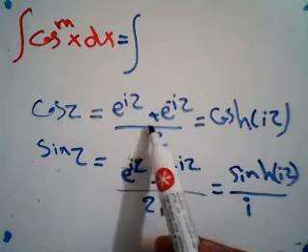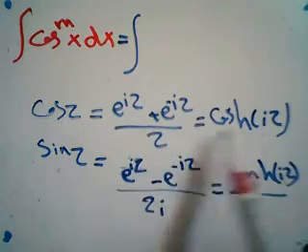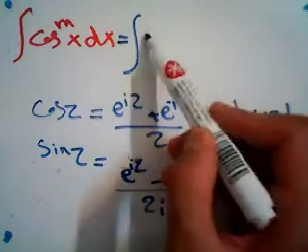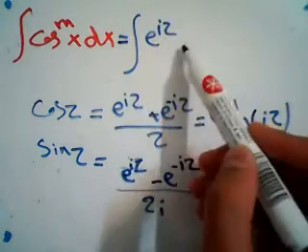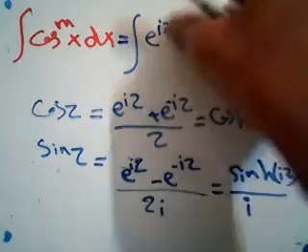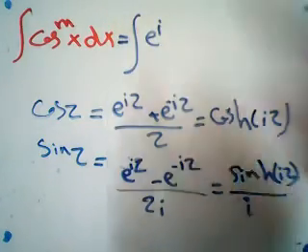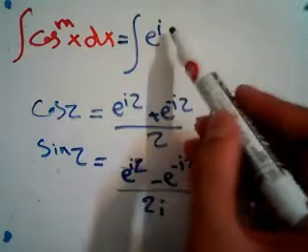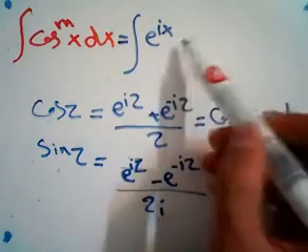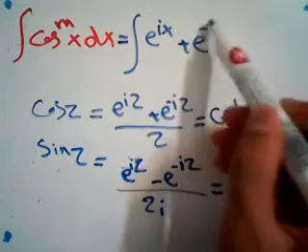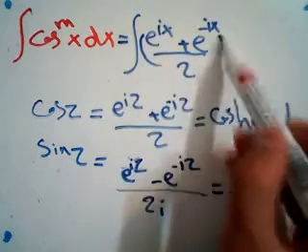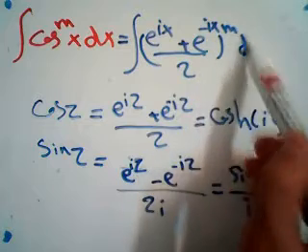Let's substitute this form of cosine into the integral. Because this is cosine of z, here we have x, e to the ix plus e to the minus ix over 2, the whole thing to the n, dx.